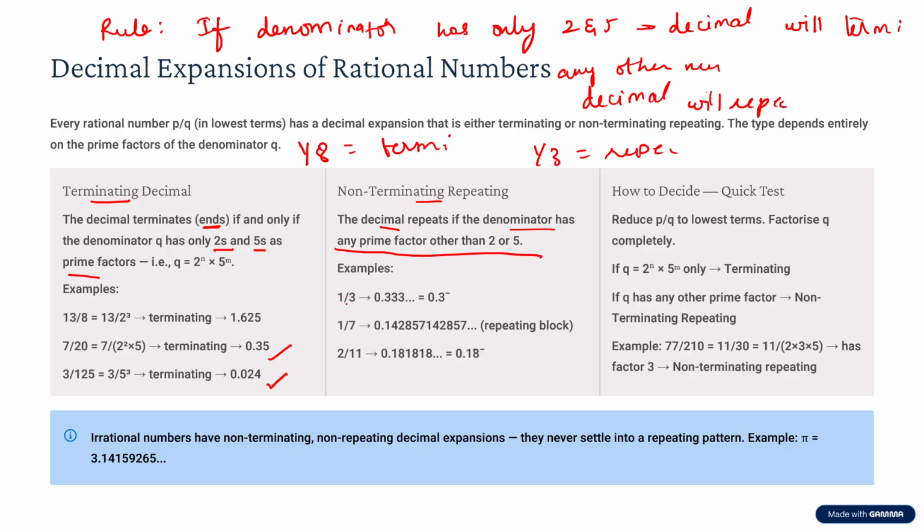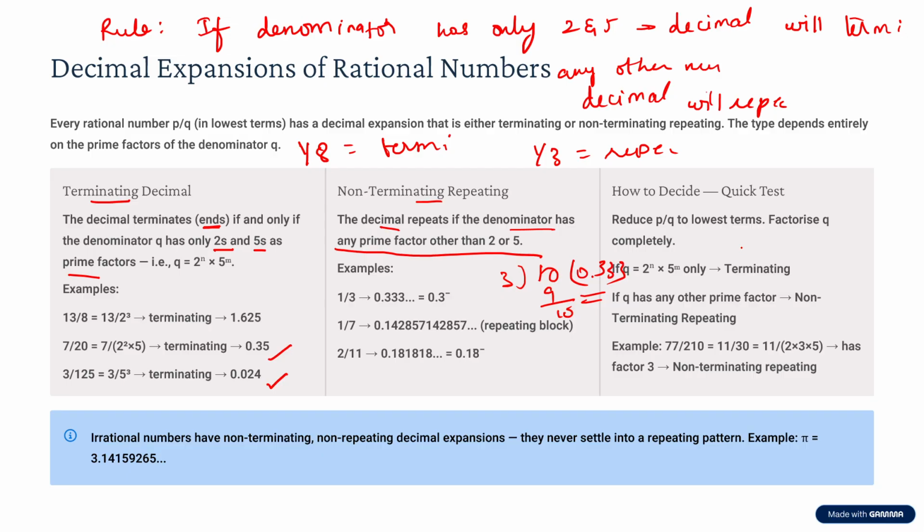If you take 1 by 3, what do you get? Okay, let me show this to you. 3. You cannot divide, so 0 point, you get 0. And 3 times 3, 9 again. So it repeats. Okay. In the same way for 1 by 7, it repeats. 2 by 11. So this is how it repeats. If the denominator has any other prime factor other than 2 and 5, it repeats.